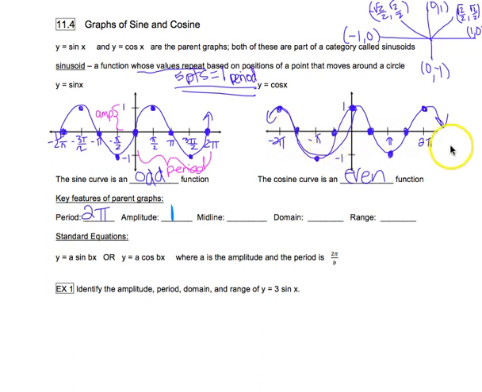The midline is at y equals 0. That's the middle where all of the hills and valleys come back to before they change. So y equals 0 or the x-axis.